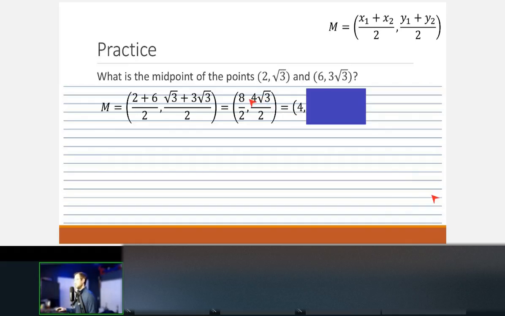So again, this is like a variable. This is like saying 4x over 2. Well, 2 goes into 4 2 times. So it's 2 radical 3. All right. So who got this final answer correct? Good. Some of you got close, right?